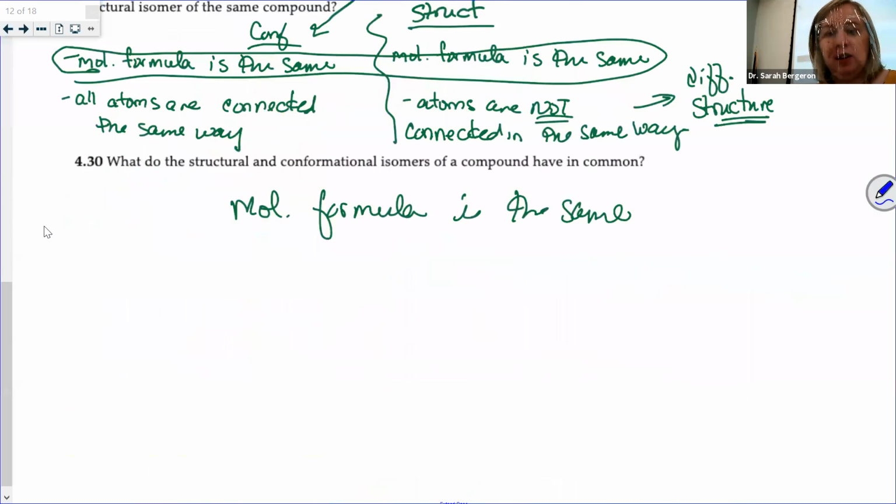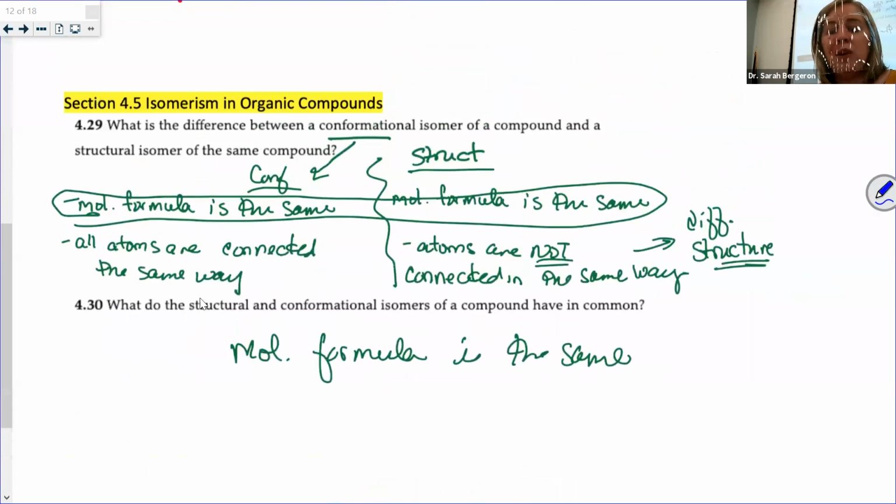Okay. All right, so we're next going to do isomers. Remember, when you're comparing, you want to find out, is it a conformational isomer or is it a structural isomer? In order to be the same compound, we have to have a molecular formula that's the same. So if their molecular formula is not the same, they're not related. But if their molecular formula is the same, they could either be conformational isomers or structural isomers.